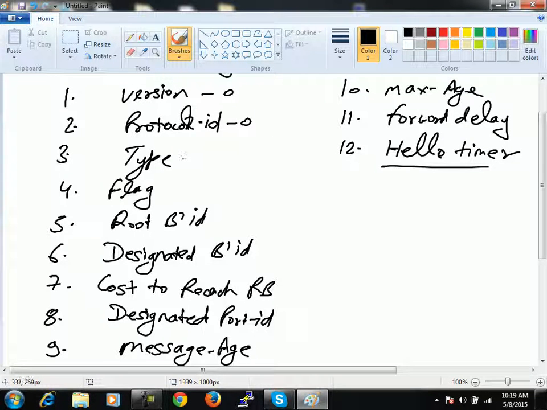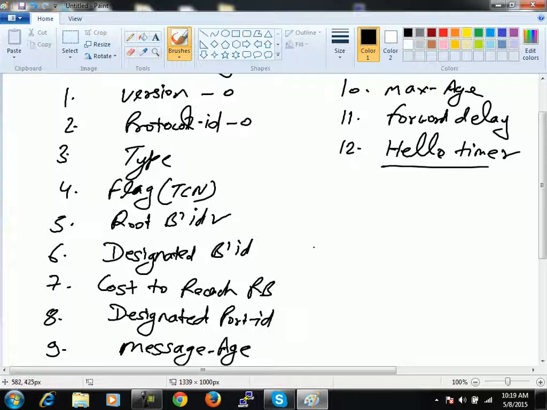Then the type field will be responsible for specifying whether it is a configuration BPDU or a TCN BPDU. That will be specified by this type field only. Flag, this is actually the TCN flag. This flag is what? TCN flag, and later on I'll be discussing the uses of this TCN flag with you.